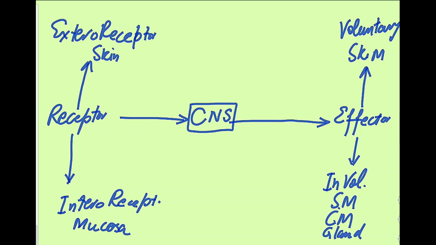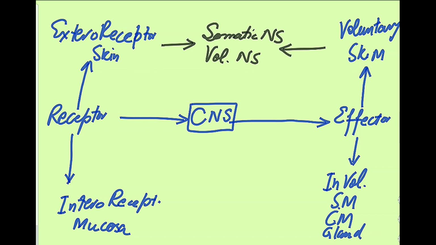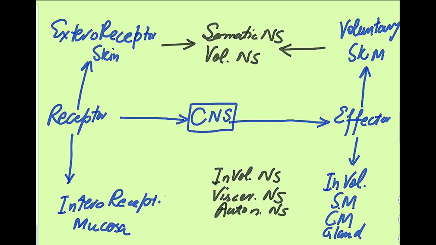Here I can easily demonstrate the two functional domains of the nervous system. One functional domain is the somatic nervous system, also known as the voluntary nervous system, which has exteroreceptors and the voluntary skeletal muscles for its functioning. The other functional division of the nervous system is the involuntary nervous system, visceral nervous system, also known as the autonomic nervous system. This division has interoreceptors and the involuntary effectors for its functioning.